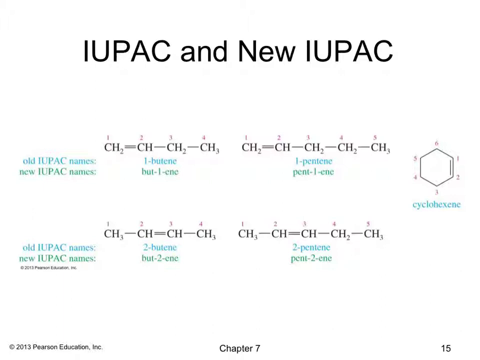So here are some examples. This four-carbon chain would be a butane, but because it has an alkene, it will be 1-butene, or the other way you can do it is but-1-ene. This is a five-carbon chain, 1-pentene, or pent-1-ene. This is cyclohexene. 2-butene, right? Now it's in between carbons 2 and 3, or but-2-ene, and 2-pentene because it's in between 2 and 3, or pent-2-ene.